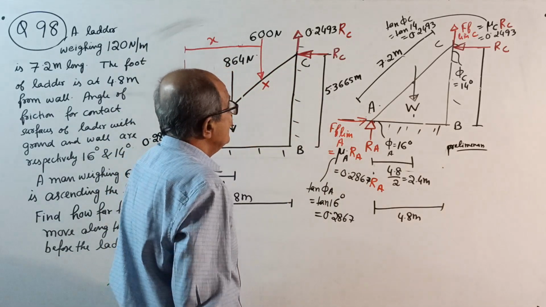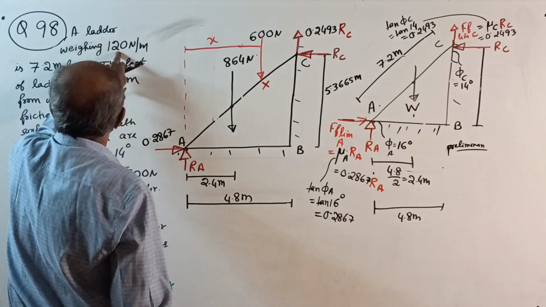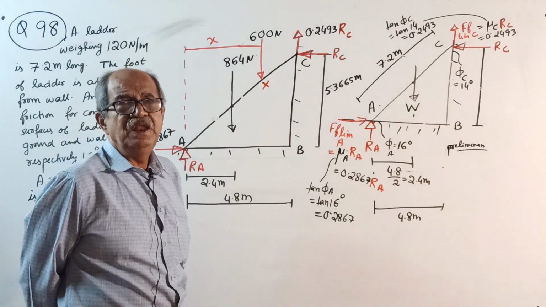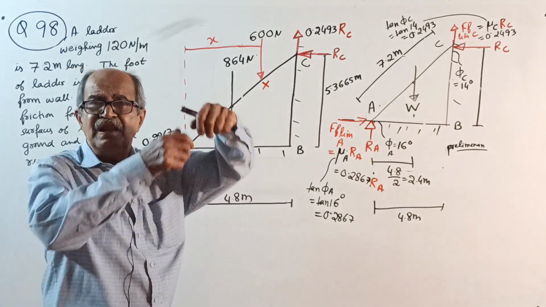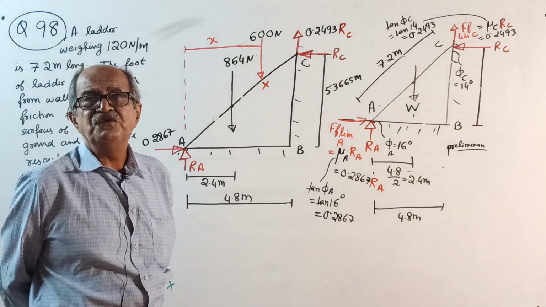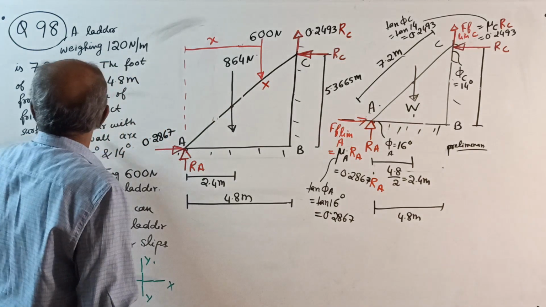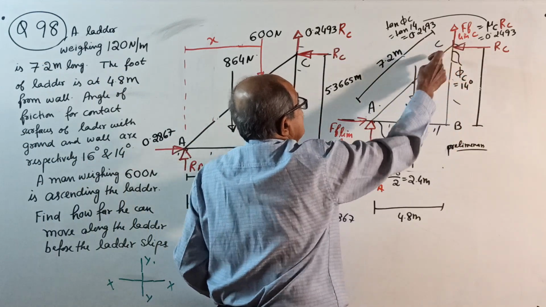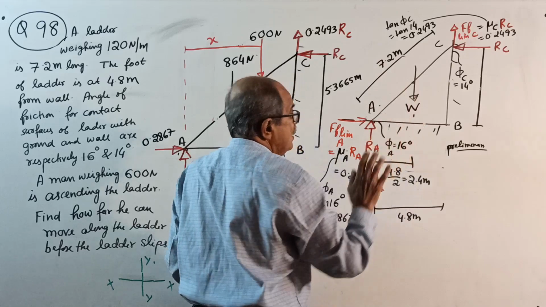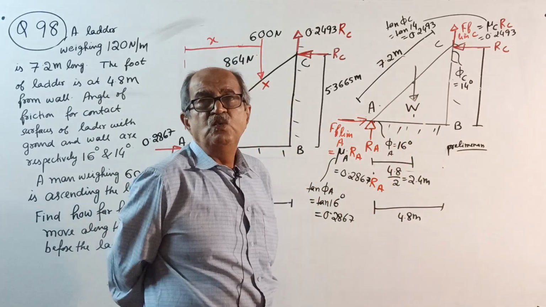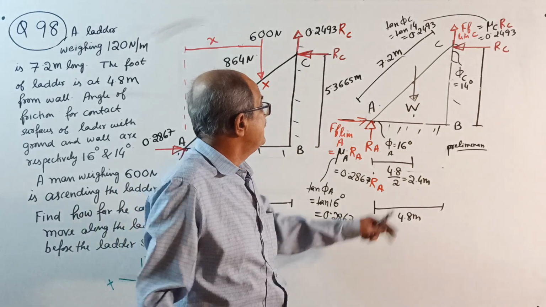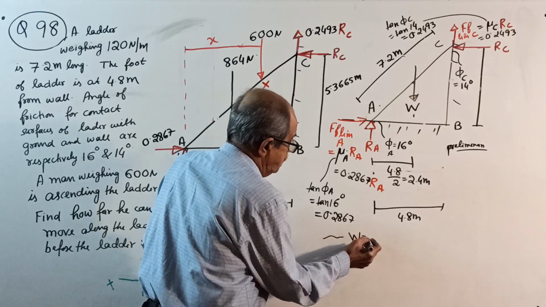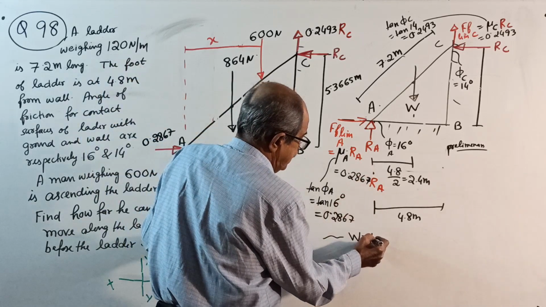So, a ladder weighing 120 Newton per meter means they are telling the weight of the ladder is 120 Newton per meter length. Meter is the length of the ladder. That is, it is a case of a uniform ladder. Understood. It is 7.2 meter long. See here, A, B, C I won't explain. Since it is 7.2 meter long, you should write somewhere the total weight of the ladder, that is W.